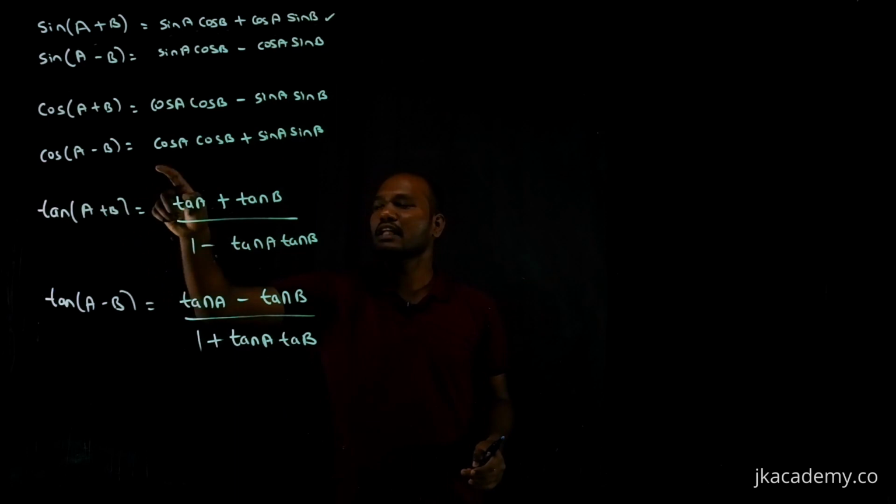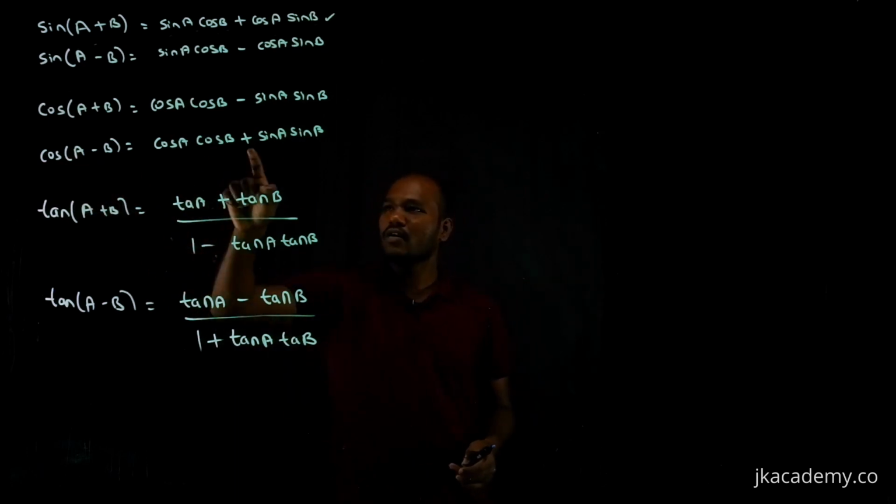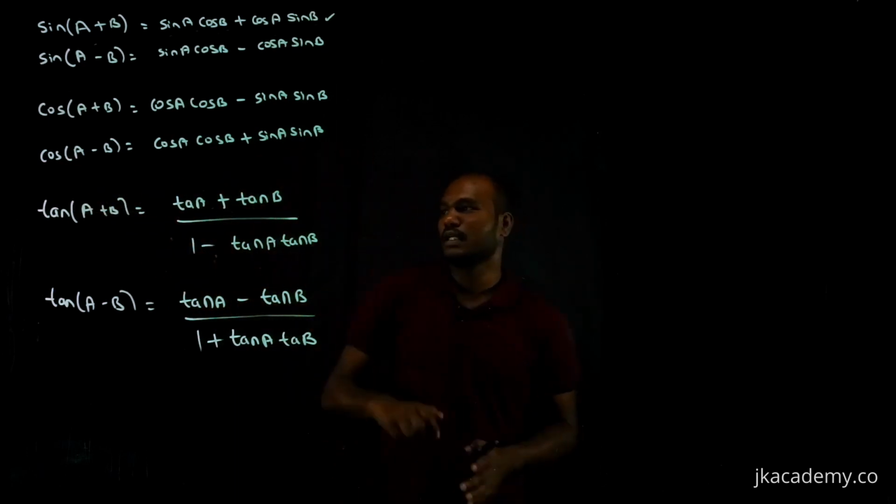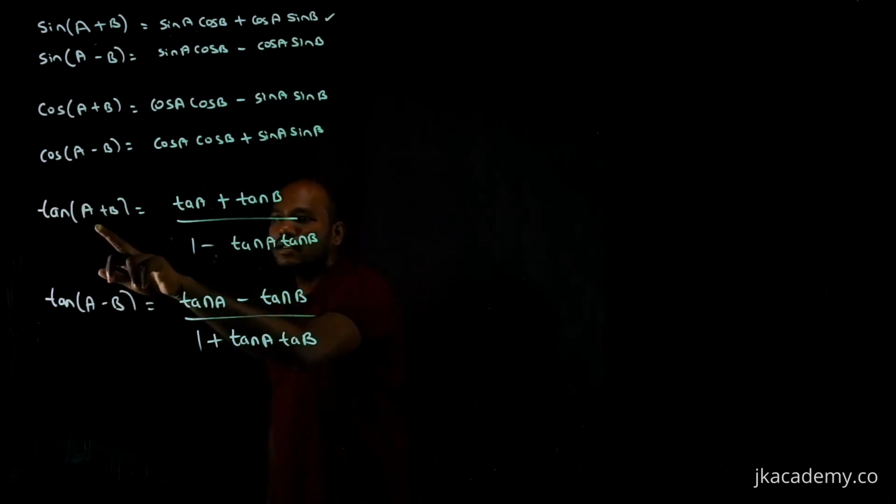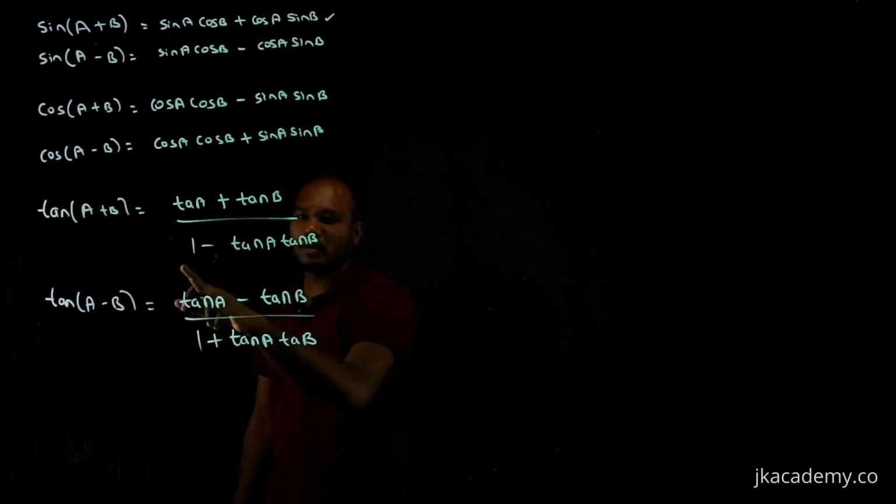Next, cos of A minus B. What is cos of A minus B? Cos A cos B, if there is a minus, plus sin A sin B. Next, tan of A plus B, tan A plus tan B divided by 1 minus tan A tan B.